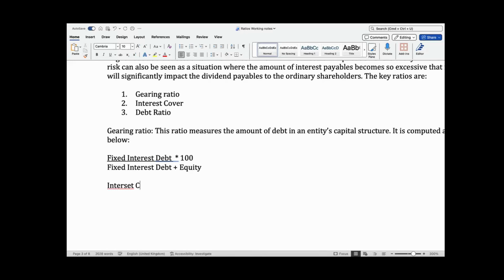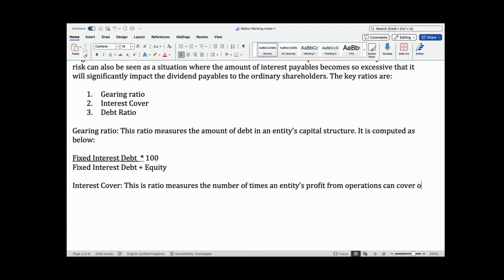And interest cover, this ratio measures the number of times an entity's profit from operations can cover or pay its interests.